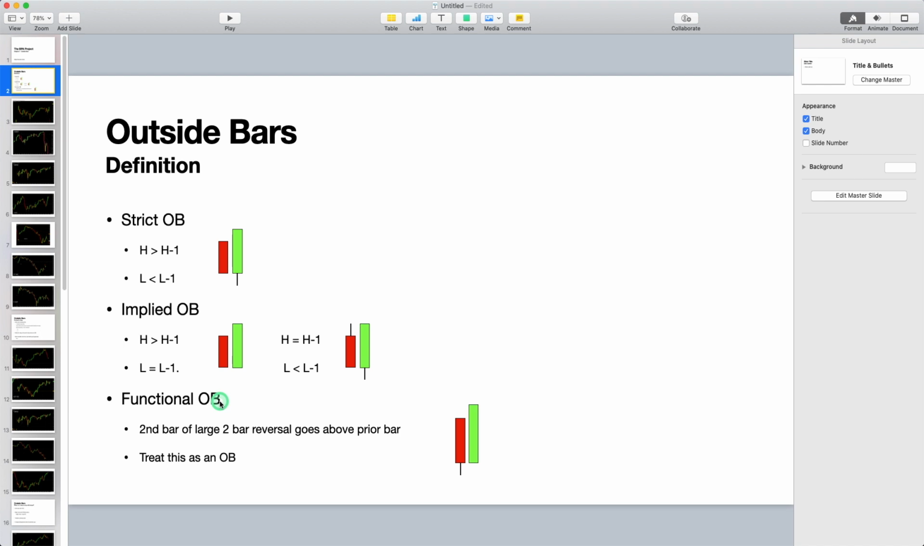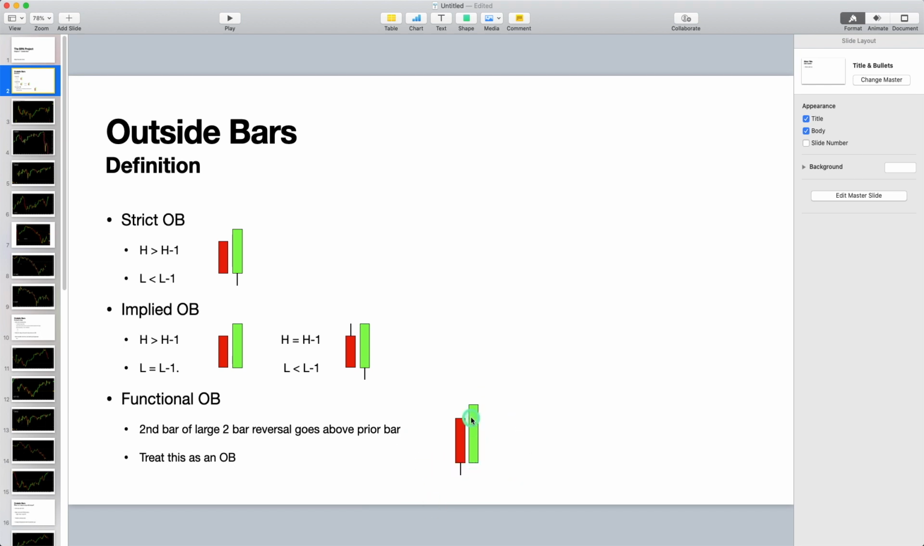Al says, in a situation where the second bar of a two-bar reversal goes above the prior bar, especially if the bars are large, you should treat it as an outside bar. And if you're treating it as an outside bar, what that means is that you have to treat it as a trading range. Al says it's usually not a good idea to enter on a stop above an outside bar, especially if the bars are big, because the stop is far away and it's essentially a two-bar trading range.